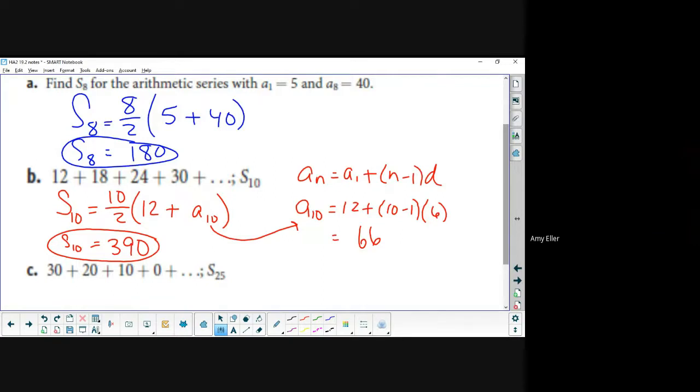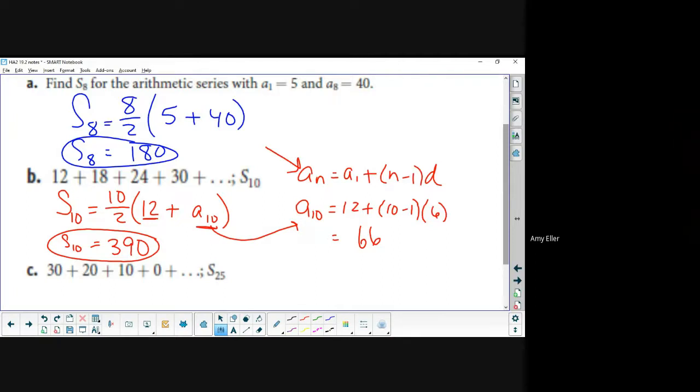Let's go over it. I want S sub 10, the sum of the first 10 terms. So I always do how many terms I want divided by 2, 10 over 2. Then I want my first term and my last term, in this case, my 10th term. I don't know my 10th term. I don't want to manually calculate that. So I do my formula for finding any term I want. A sub n formula gives me any term I want.